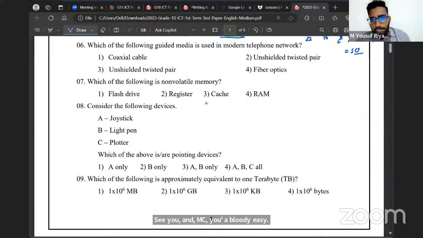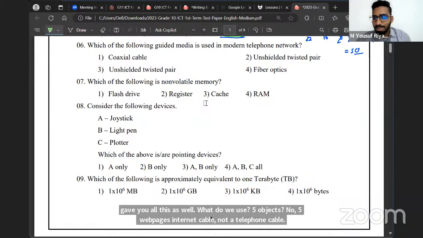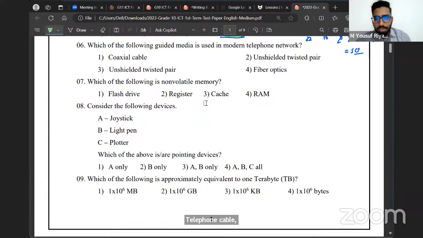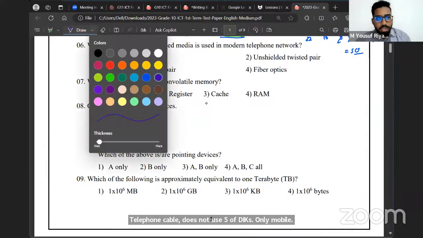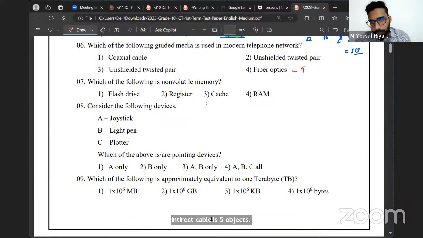Which of the following guided media is used in a modern telephone network? I gave you all this as well. What do we use? Fiber optics? No, fiber optics are used in internet cable, not in telephone cable. Telephone cable does not use fiber optics. Your internet cable uses fiber optics.